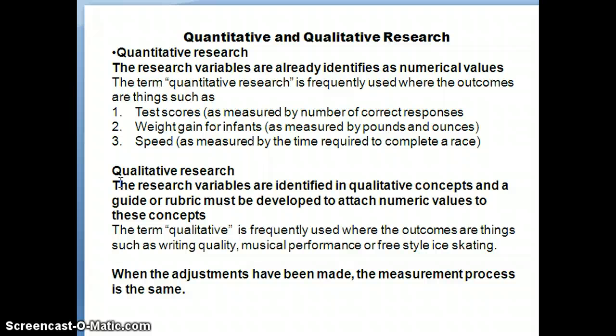Qualitative is a little different in this sense. Qualitative is frequently used for things like measuring quality of writing, musical performance, freestyle ice skating, three examples I can come up with. In those cases, we don't normally think of those outcomes in terms of numeric values, but to make a research study out of it, you simply have to convert those qualitative aspects into quantitative by using a rubric or a scoring guide or a rating guide and creating a numeric coefficient for different levels of music performance, writing quality, or freestyle ice skating. In the end, when we've done the conversion, the measurement process is the same.